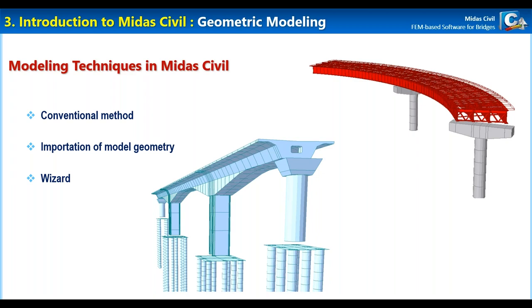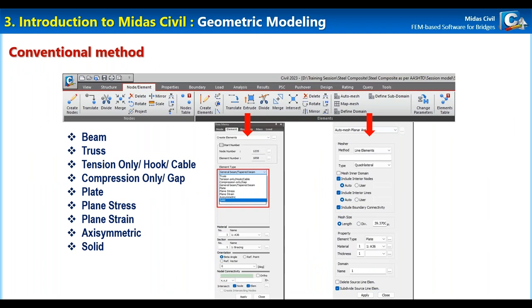For the conventional method, we can use only the geometrical tools we have in Midas Civil, and you can make your own geometric modeling using these tools by going to node and element. So you can use node and element tools to make the model.